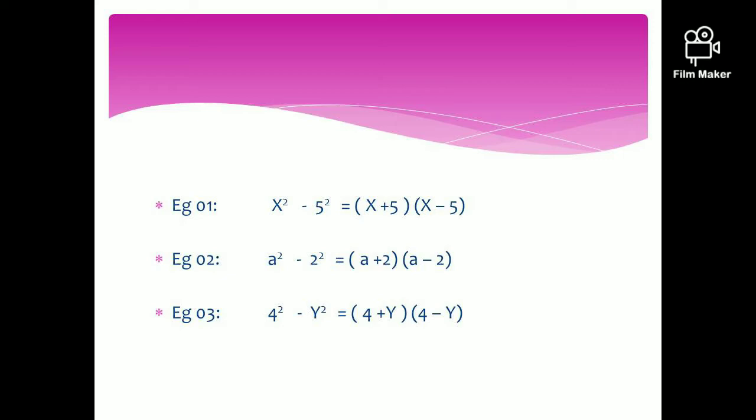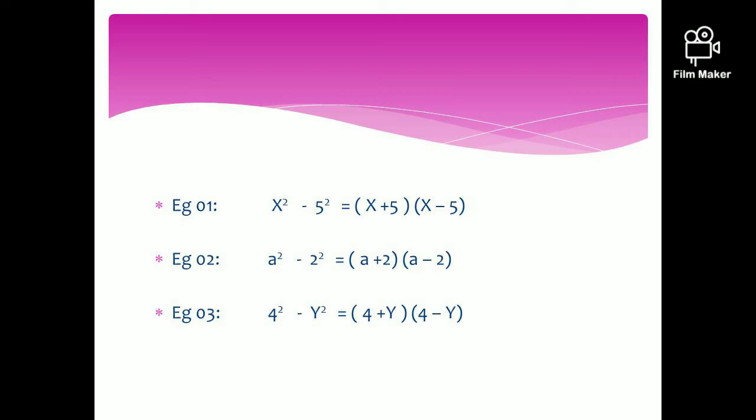Example number 1. You have to factorize x squared minus 5 squared. The first square number is x squared, next square number is 5 squared. Therefore, you can write it as x plus 5 into x minus 5. It's very easy. Example number 2, you have to factorize a squared minus 2 squared. The two square numbers are a squared and 2 squared. Therefore, you can write a plus 2 into a minus 2. You see, it's very easy.